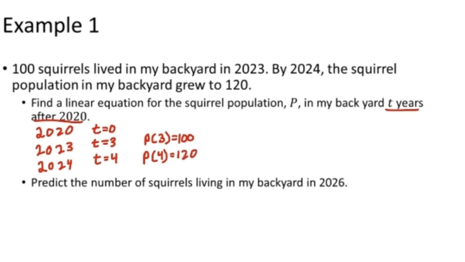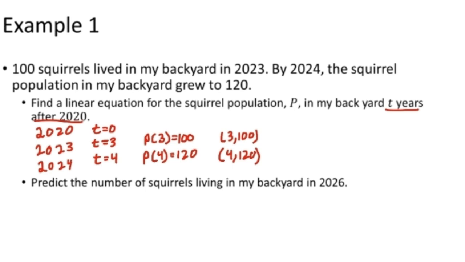Now, each of these function values we can translate to ordered pairs. P of 3 equals 100 means we have the point (3, 100) on our graph, while P of 4 equals 120 means we have the point (4, 120) on our graph. So by translating the information, we're trying to find a linear equation that passes through the points (3, 100) and (4, 120).